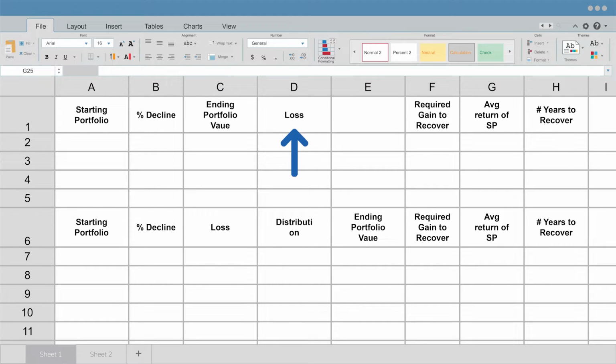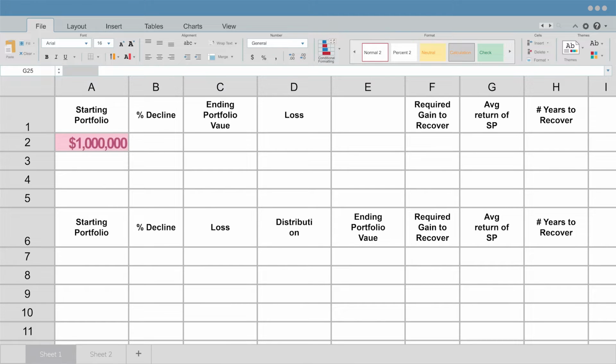So here's what I'm going to show in this model. We're going to take an example portfolio dollar amount. We're going to put in an example percent decline based on market performance. We're going to show the ending portfolio value, the actual gross amount of the loss, and then the amount of gain that is required to recover. And then based on the average return of the S&P, how long it takes to recover. All of this is a formula, so we can change any variable in here from the starting portfolio value or the decline amount, and it will automatically change the rest of it. So let's look at this really quickly.